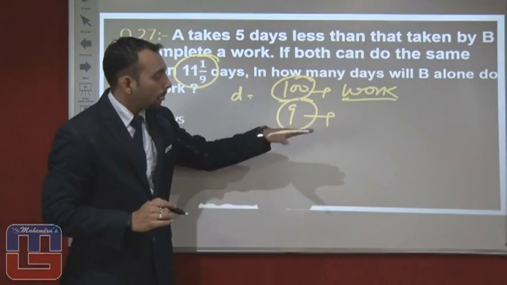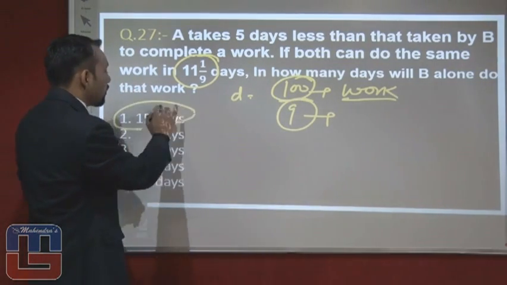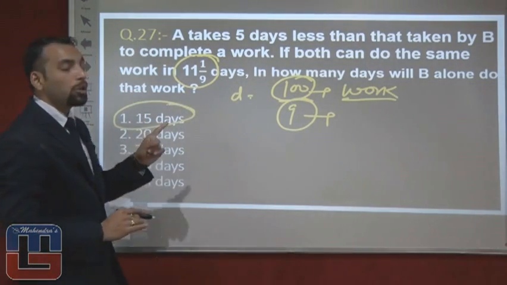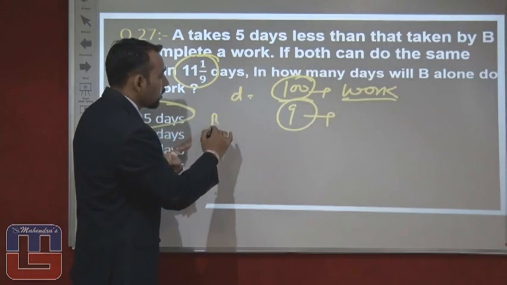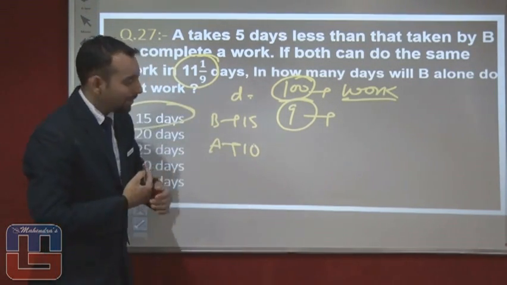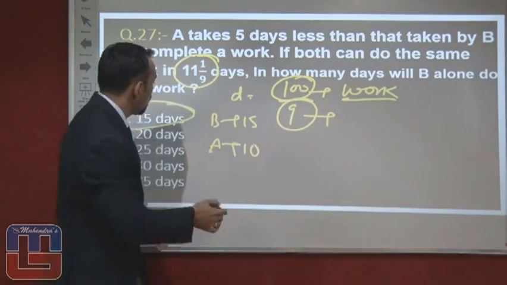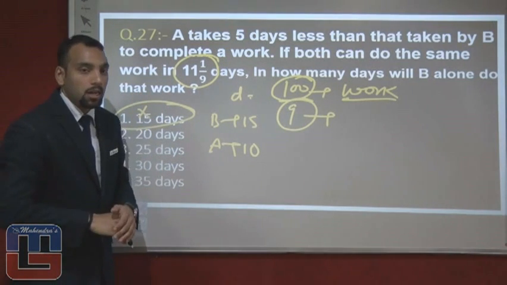Work is 100 and efficiency is 9. Now see, if you pick the first option, if B is doing it in 15 days, that means A will be 10. Here you will not get the work 100, so it will not be an answer.